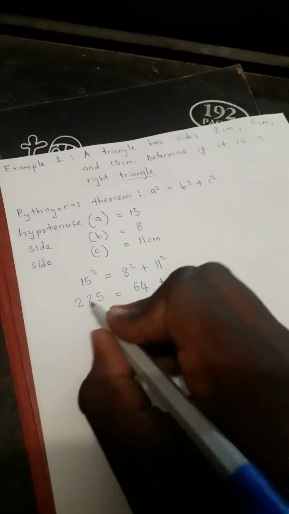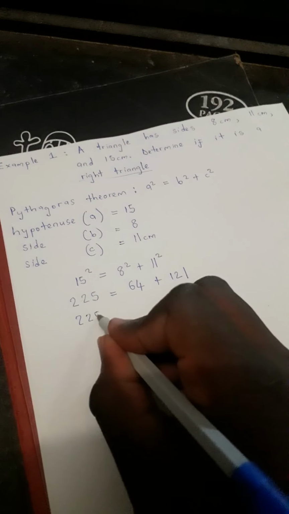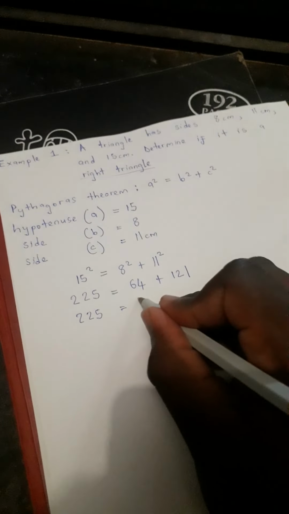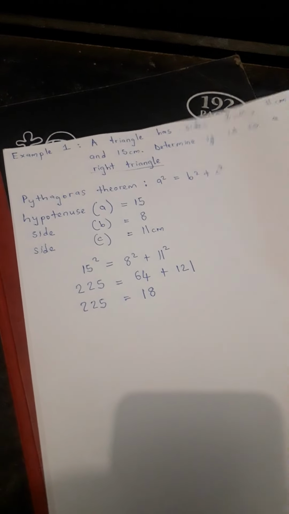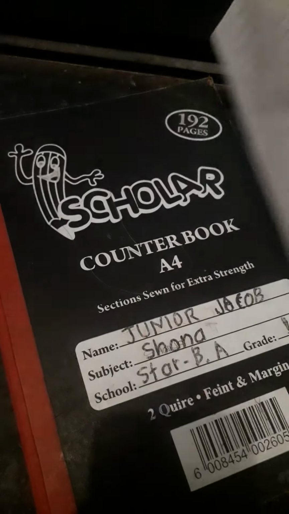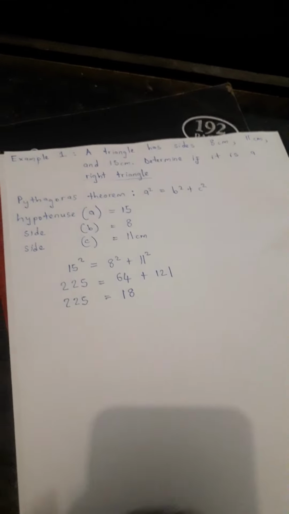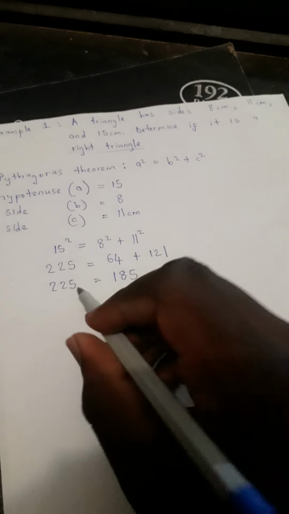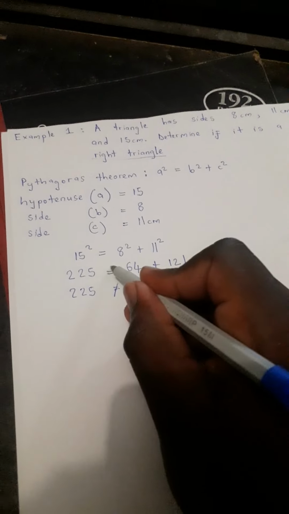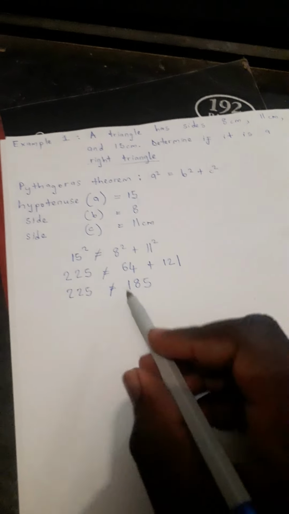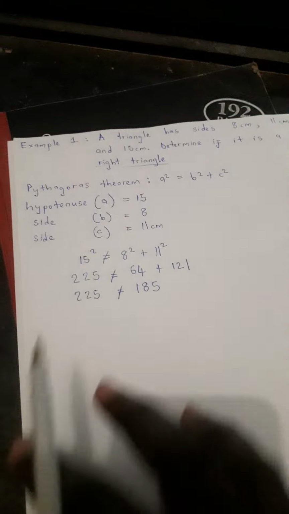So 185. Here we are getting 225 is equal to 185. I'm sorry, I was just absent-minded, 1 plus 4 is 5, 2 plus 6 is 8. But 225 and 185 are not equal. So to make these statements correct, this is the sign for not equal to.